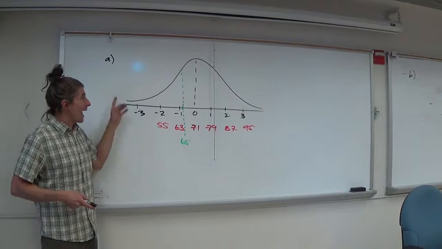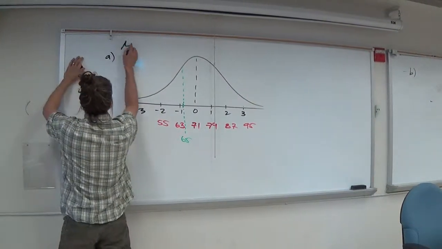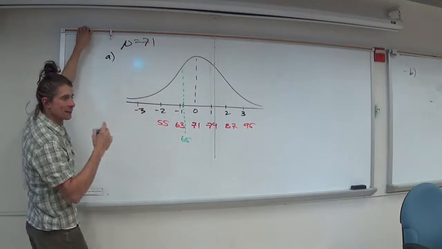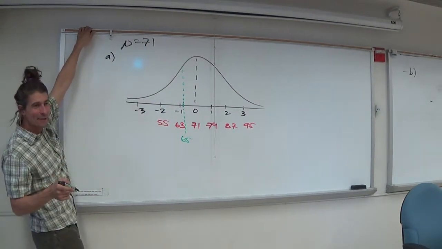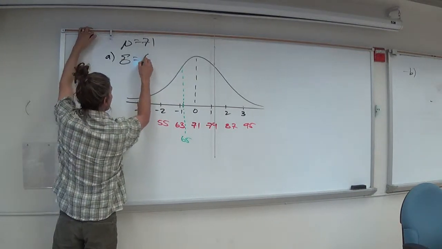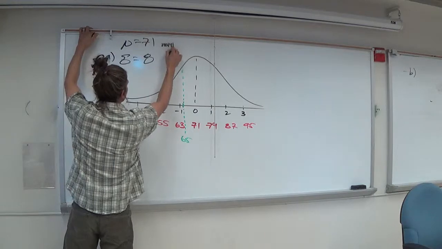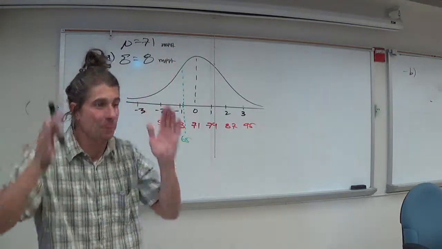So, part A was, if people are averaging 71, this is ODOT information, if the average speed is 71 on a 65 mile an hour stretch of road, plus or minus 8 miles an hour, this is all in miles per hour. My first question is, what percent of cars are actually speeding?